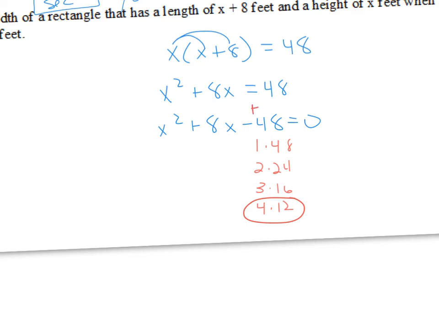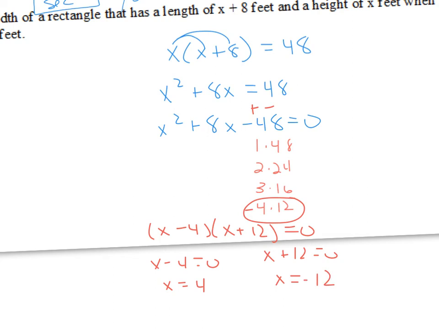We know that that's going to be a positive and a negative since your C value is negative there. So I'm going to have a negative 4. So I'm going to have x minus 4, x plus 12 equals 0. Now x minus 4 equals 0, so x will equal 4. x plus 12 equals 0, so x equals negative 12. Now, we can't have a negative length, so this one's out.